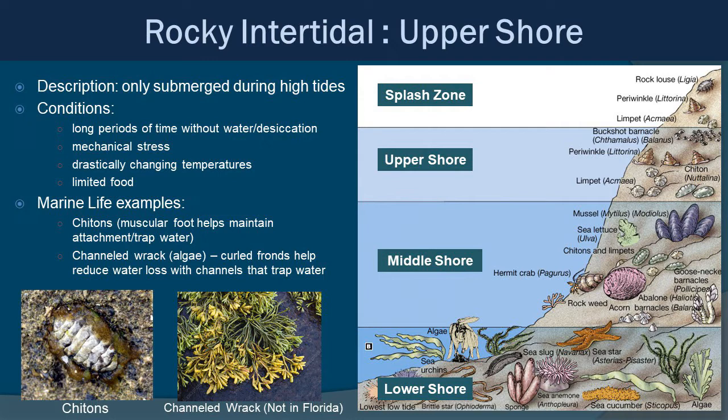Now there can also be, just like we saw in the previous one, limpets and periwinkles. So just because we've moved into the upper shore does not mean some of those splash zone animals can't be back and forth in this area as well.